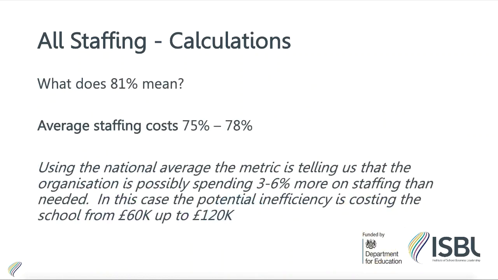So what does the 81% tell us? If we're using an average benchmark of 75 to 78% of income being spent on all staffing costs, then the metrics tell us that this organisation is possibly spending 3 to 6% on staffing additional to the benchmark. So in this case, the potential inefficiency is costing the school from 60k up to 120k. So in terms of inefficiency, that could be 1 to 2 teachers.